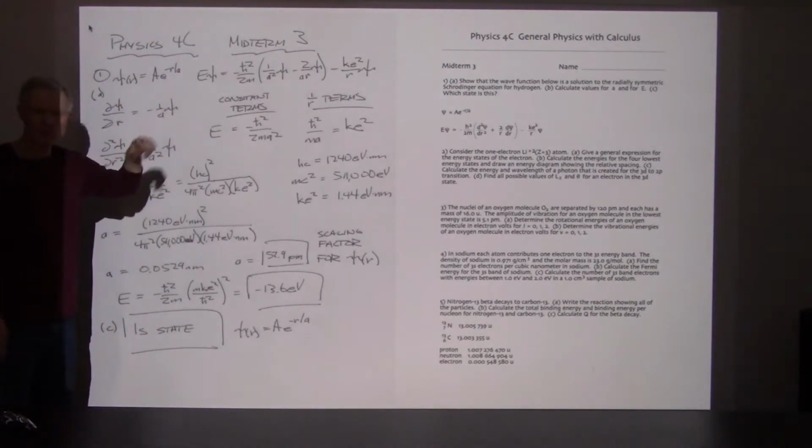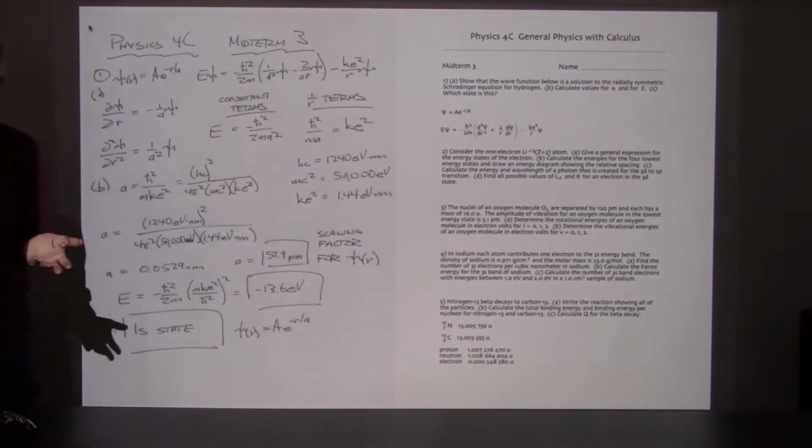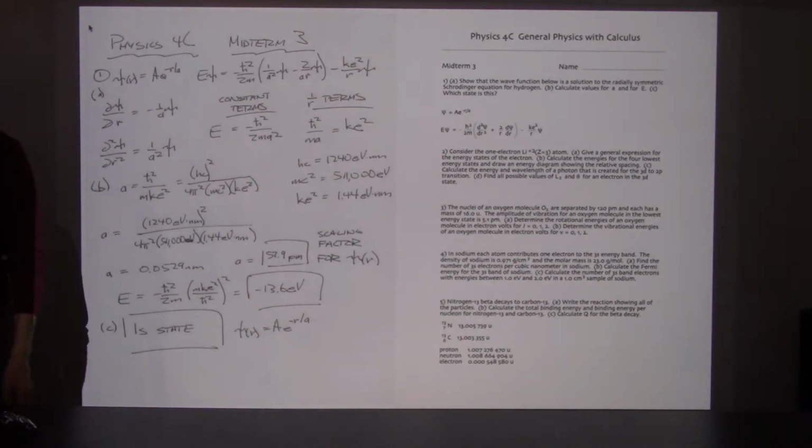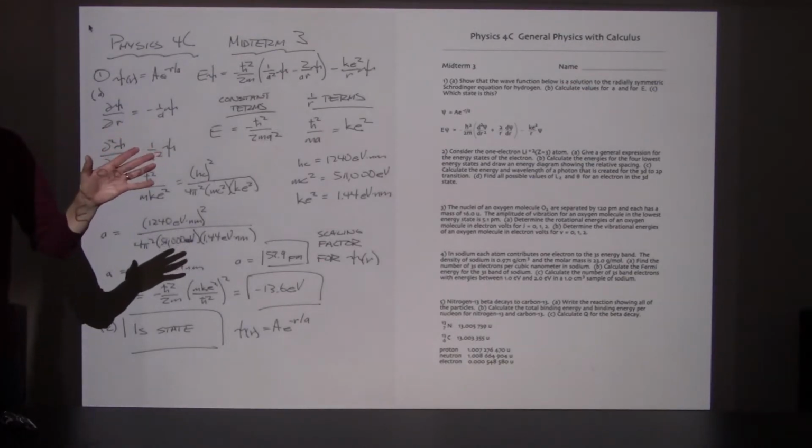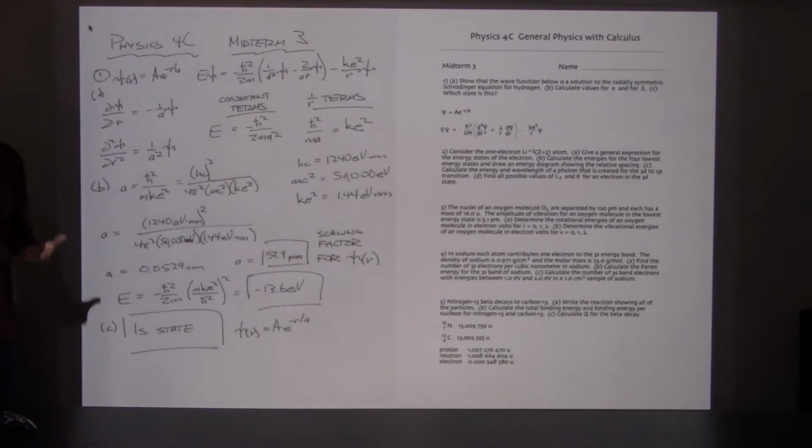So the wave function is pretty straightforward. It's just a straight exponential drop-off. In fact, I'm guessing you guys already know which state this is. I'm hoping. It's the 1s state. So we spent, I don't know, more time looking at the 1s state than all the other states combined. So this is the one that you guys should recognize immediately.